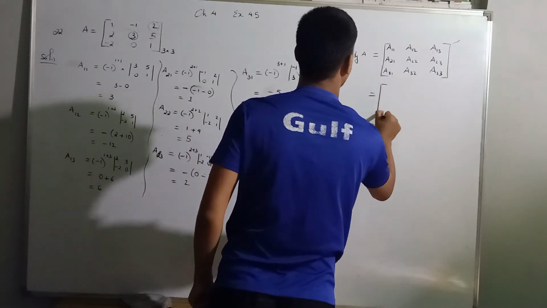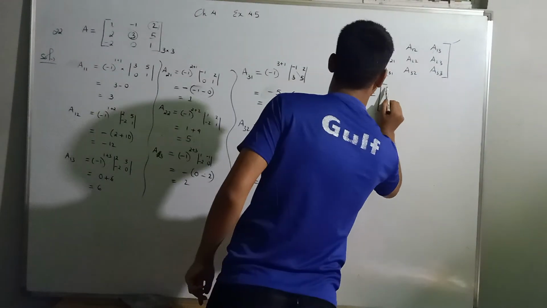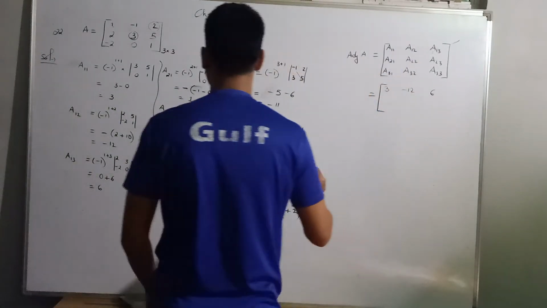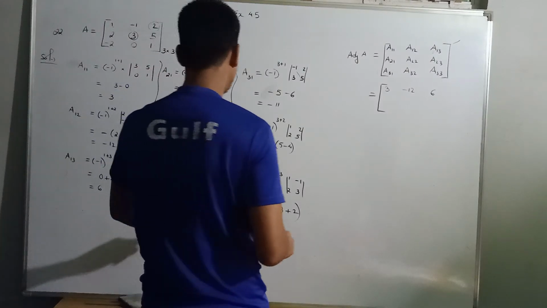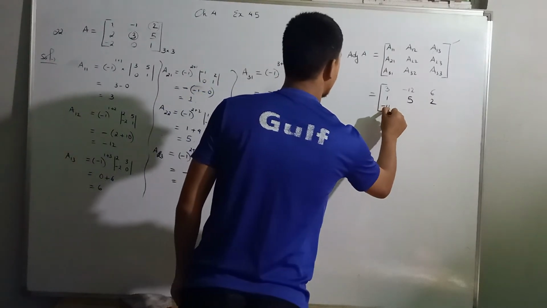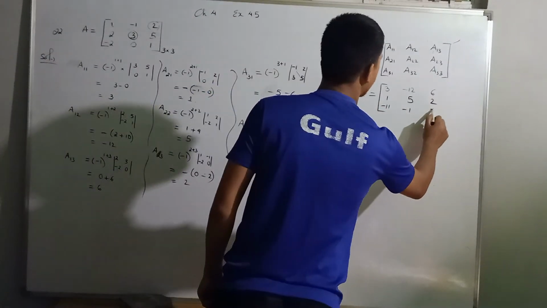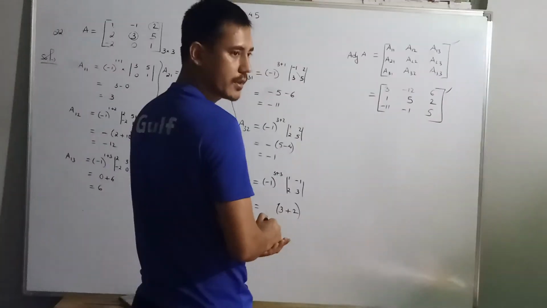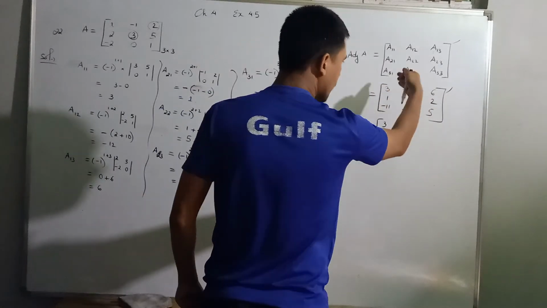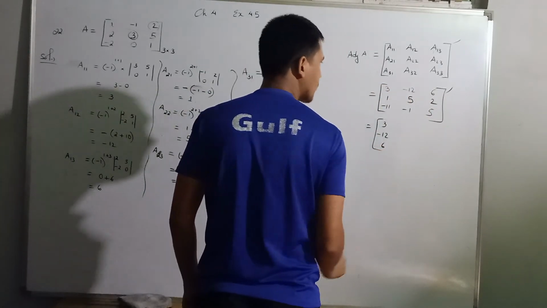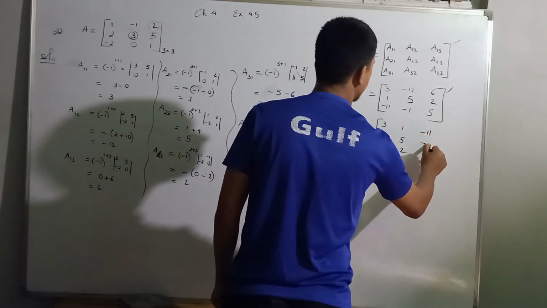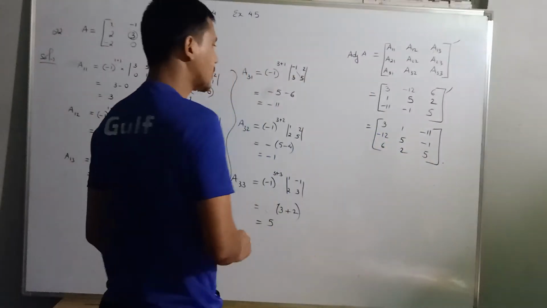Now we fill up capital A11. 3, minus 12, 6, right? 1, 5, 2. And then we have minus 11, minus 1, and 5. So the transpose of this matrix: transpose means the first row becomes the first column, 3, minus 12, 6. Second row becomes the second column, 1, 5, 2. Third row becomes the third column. So that's the adjoint of your matrix.